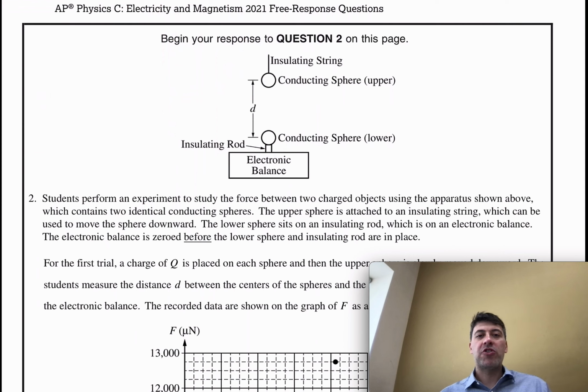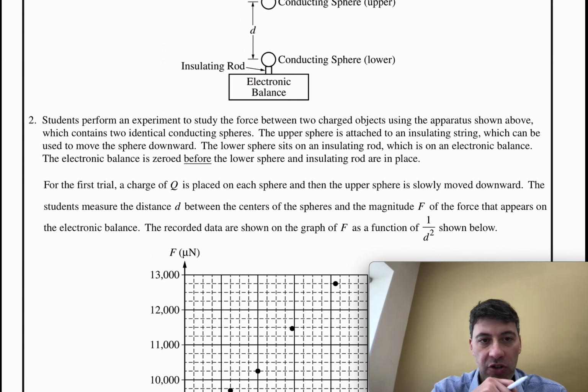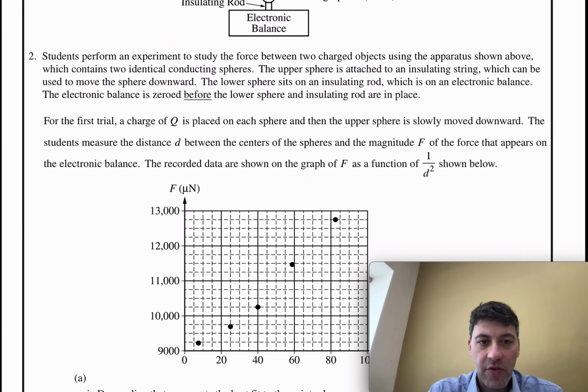Alright, we're here on question 2 now, and what we see is a sphere, another sphere, a balance, a string, and my guess is there will be charges, and since I see F here, probably we'll talk about the Coulomb force, so electrostatic force. Students perform an experiment in order to study the force between the two particles. Okay, I don't think that we really care about this. The electronic balance is zeroed before the lower sphere and the insulating rod are in place. Okay, so there must be a force in micronewton.